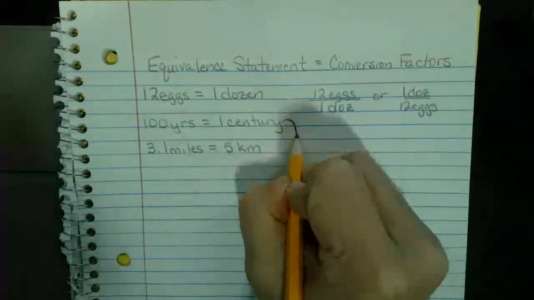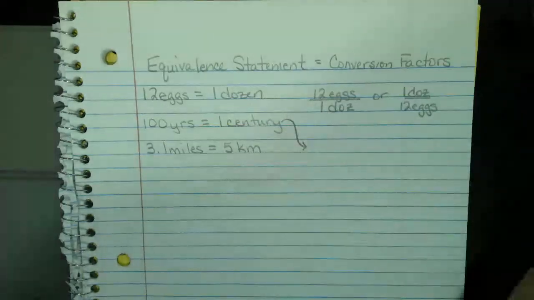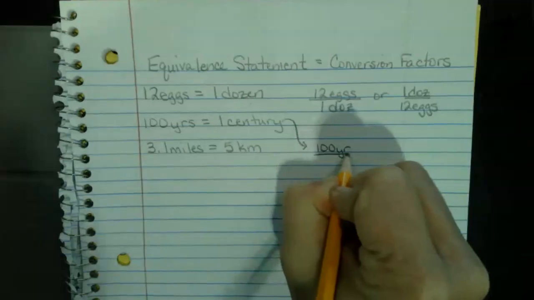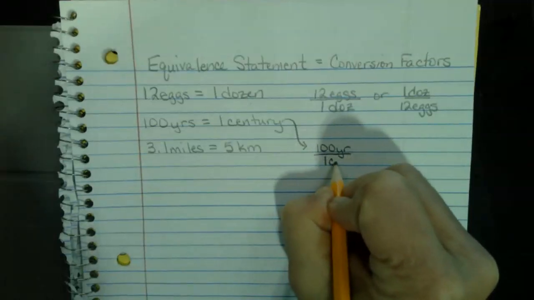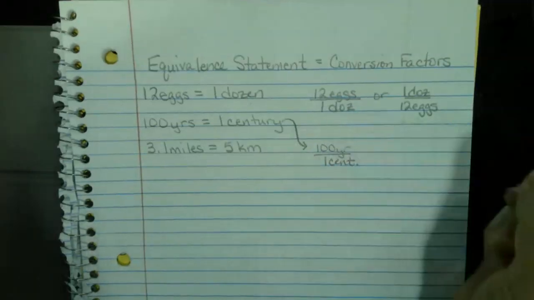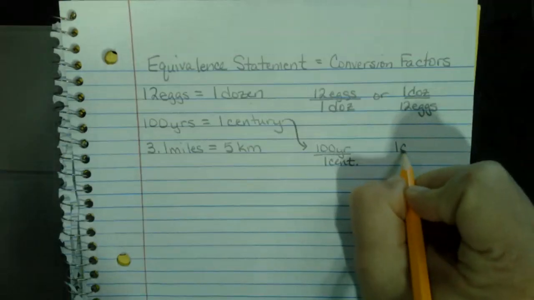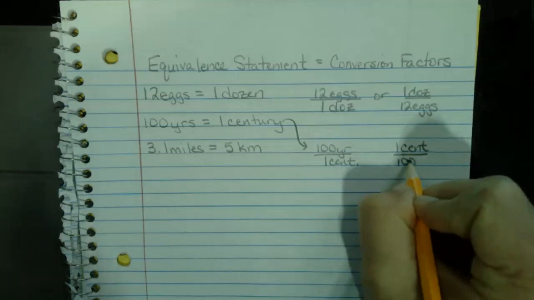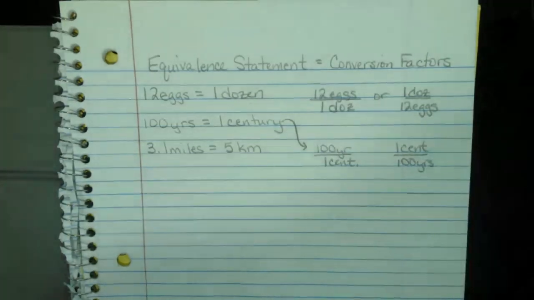I didn't give myself quite enough room, but we'll just go right down here. If I have 100 years, that's the same as 1 century. Or I could say 1 century is the same as 100 years. Those are interchangeable.